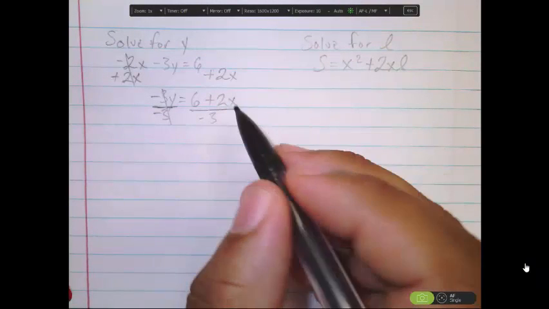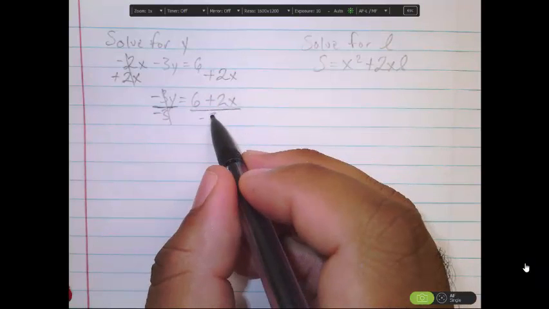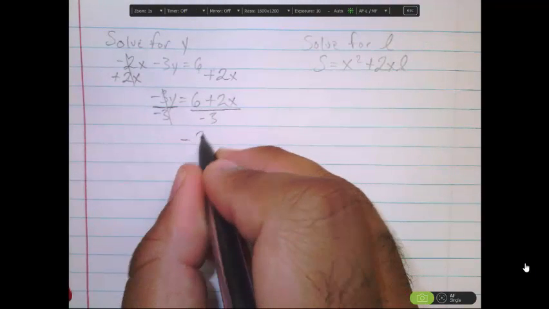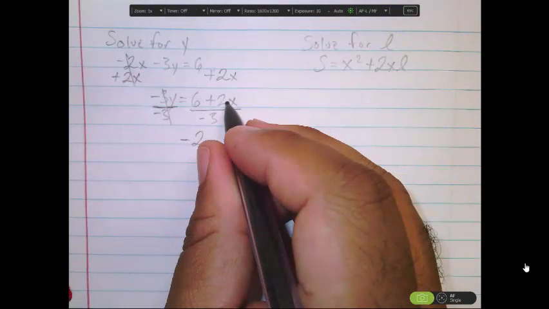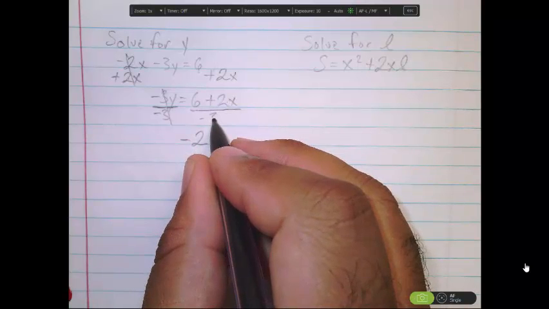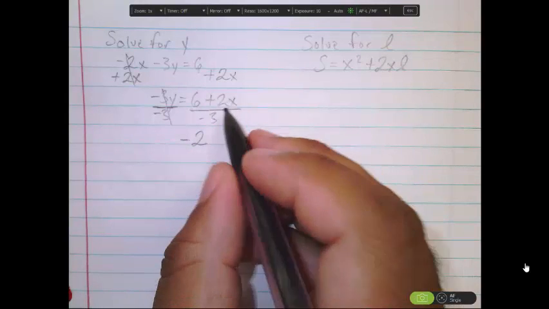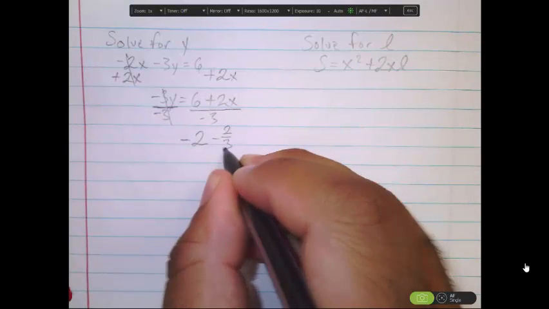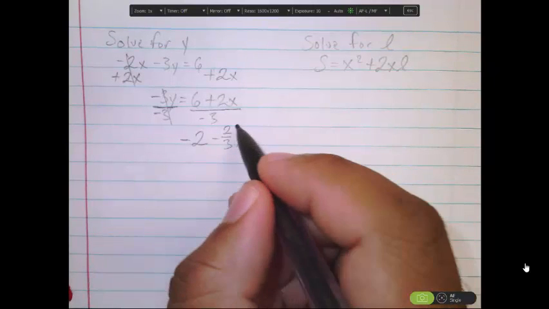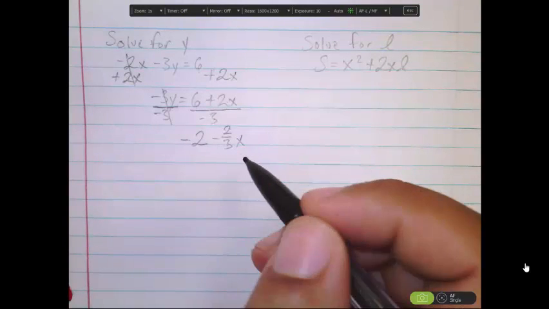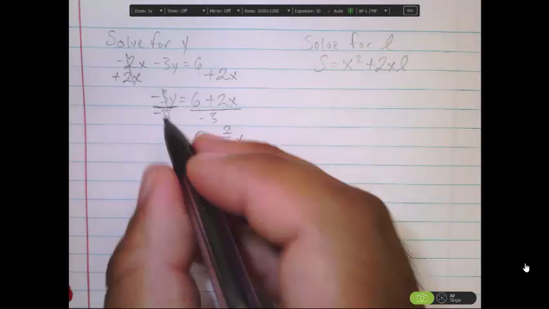So we're going to take it in steps. What is 6 divided by negative 3? That's right, negative 2. And now what is 2x divided by negative 3? This is the great part because we can leave it as a fraction. So we're just going to say negative 2/3 x, right? Negative 2/3 x. And I wrote it that way because it's still 2x divided by 3. Bring down everything else.